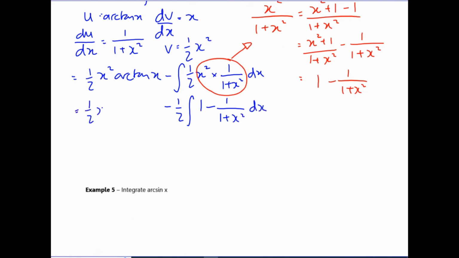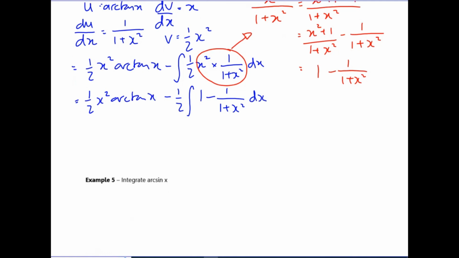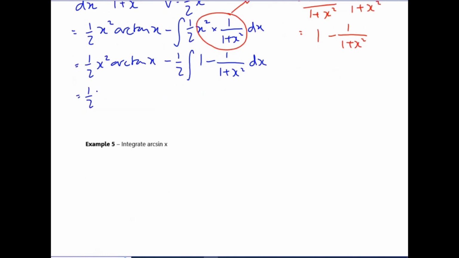Pulling that half up to the front and integrating 1 minus 1 over 1 plus x squared. Integrating 1 just goes to x. Integrating 1 over 1 plus x squared is on your formula sheet. It integrates to arctan x and then plus.